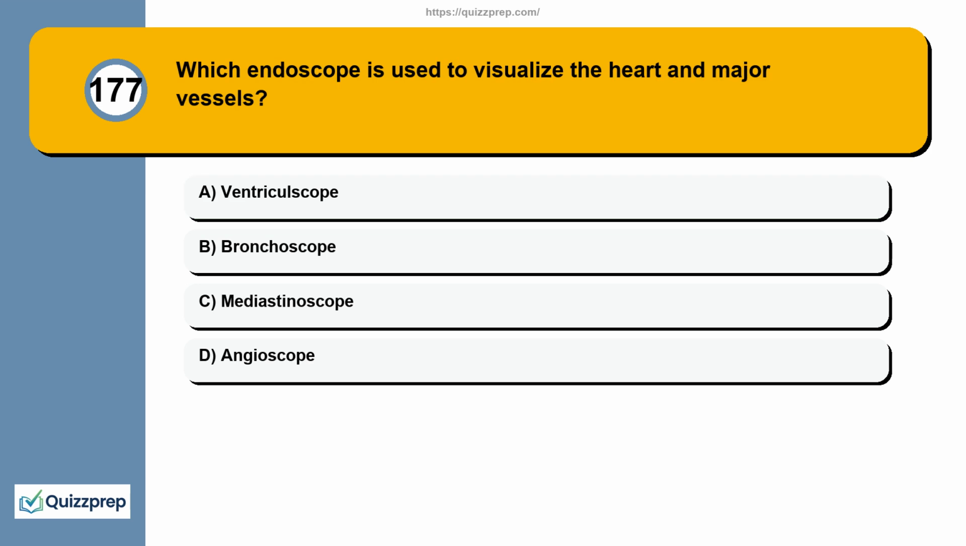Question 177. Which endoscope is used to visualize the heart and major vessels? Option A, ventriculoscope.